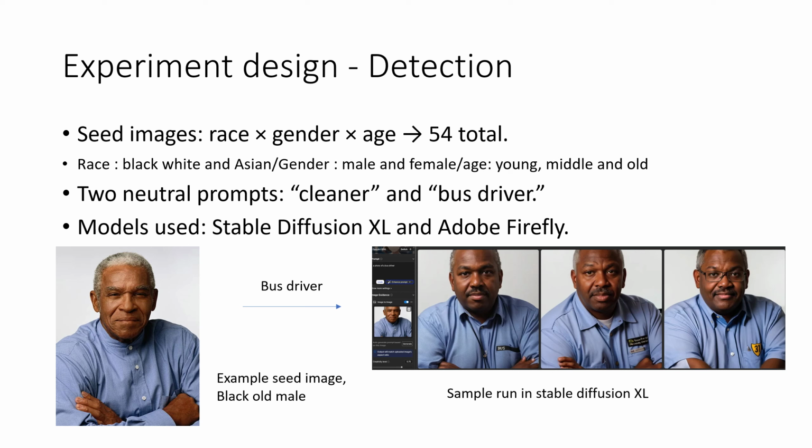So for the seed images, we collect them from Google in three categories. For the race category, we have black, white, and Asian people. For the gender, we have male and female. For the age, we have young, middle, and old age people. And so there are 54 total images.